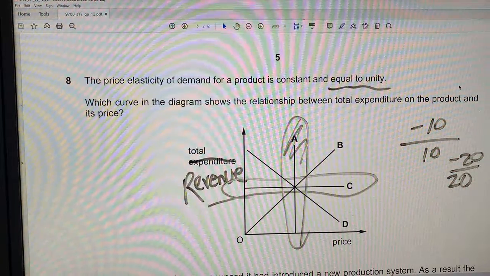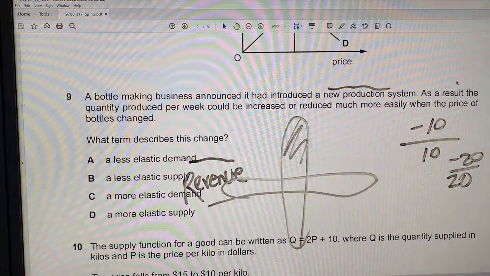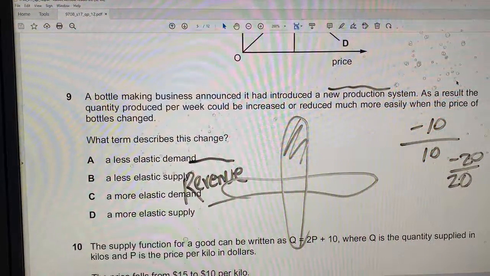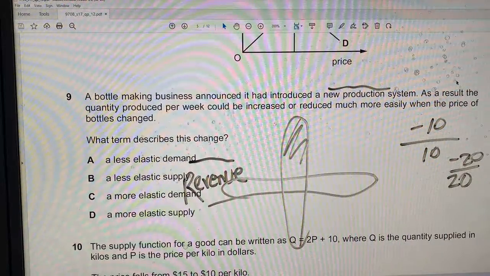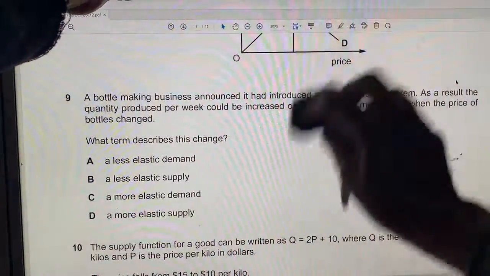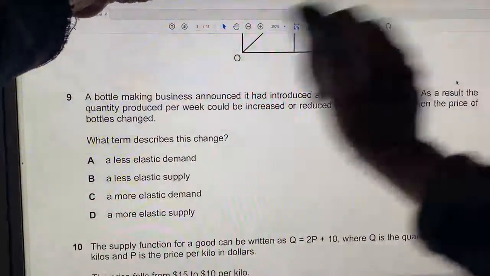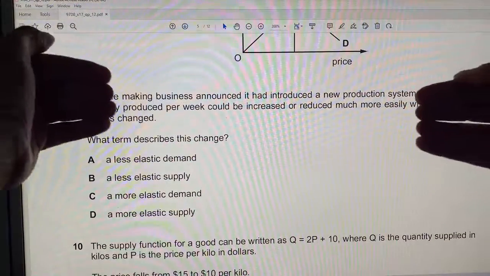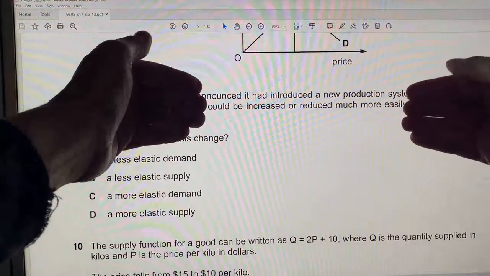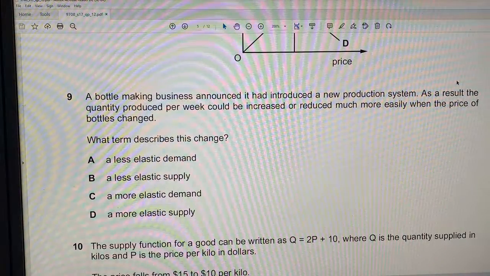And question 9 says a bottle-making business announces that it had introduced a new production system. That's good. It will save them money. As a result, the quantity produced per week could be increased or reduced much more easily. Oh, that's about elasticity, isn't it? The quantity produced per week could be increased or reduced much more easily when the price of bottles changed.